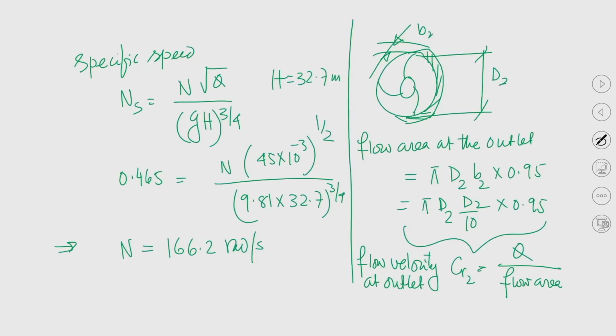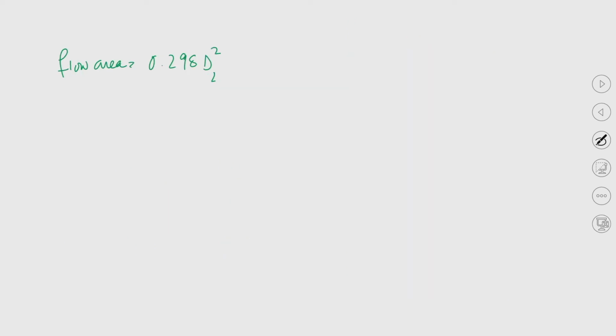So, flow area equal to 0.298 d square. So, d2 square rather, because we are using d2 to indicate the diameter of the impeller at the outlet. So, d2 into d2 square will be there, and now CR2 will be Q upon flow area. So, CR2 is 0.045 divided by 0.298 d2 square, right. So, this is the flow area, flow velocity.